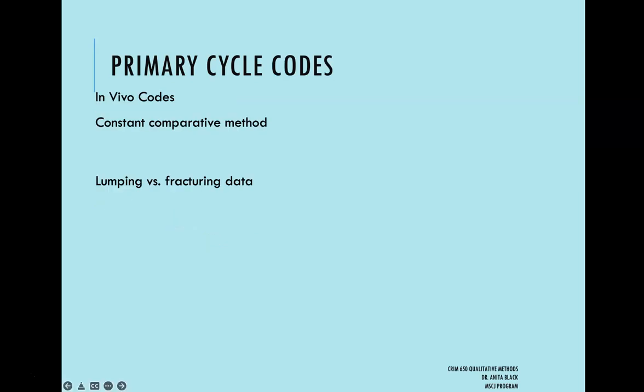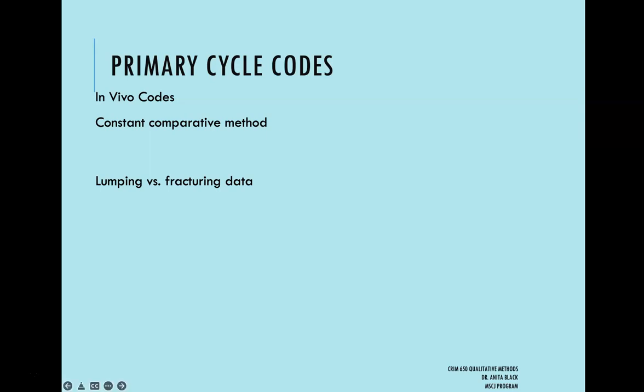Now, primary cycle coding also involves identifying in vivo codes. In vivo codes use language and terms that the participant uses themselves. So think of these as slang terms used by the participant that the researcher gives meaning to so that others can understand what those words mean. In the primary cycle coding and throughout, researchers use the constant comparative method to compare data applicable to each code and then modify the codes based on new data.